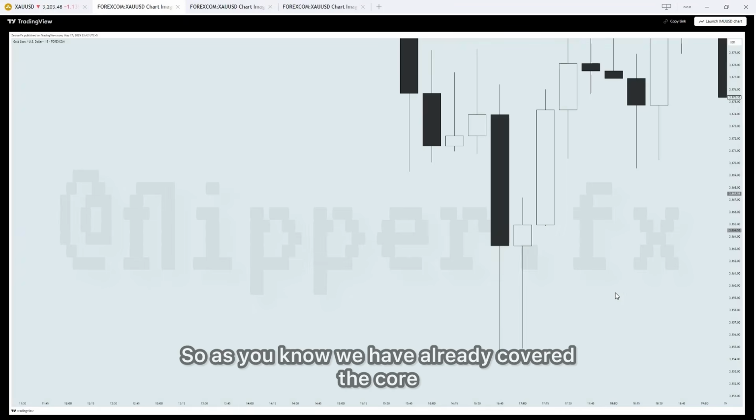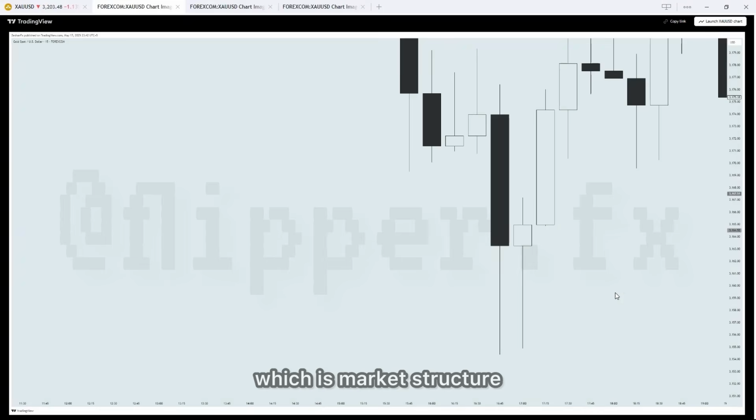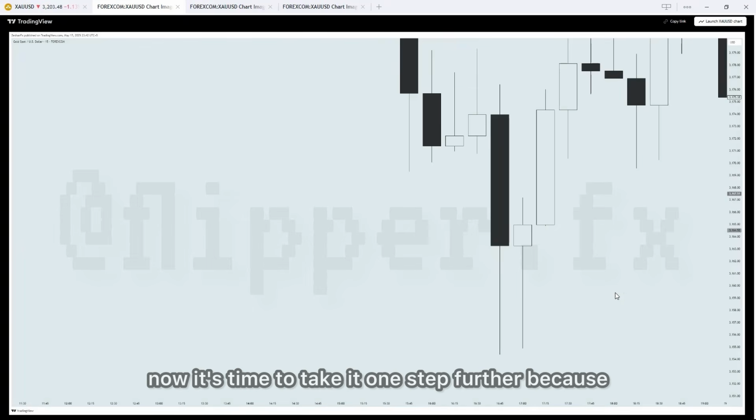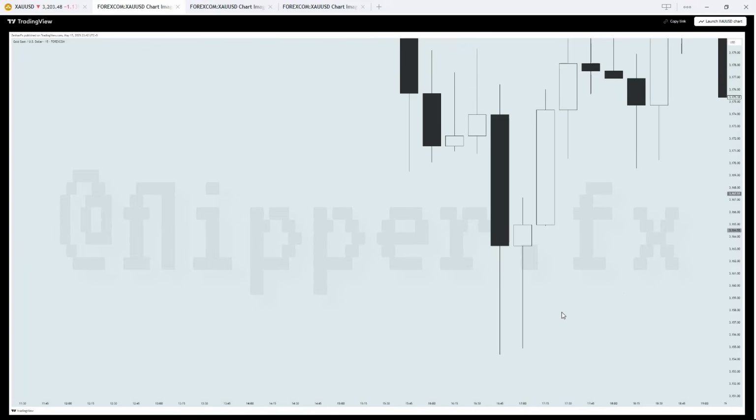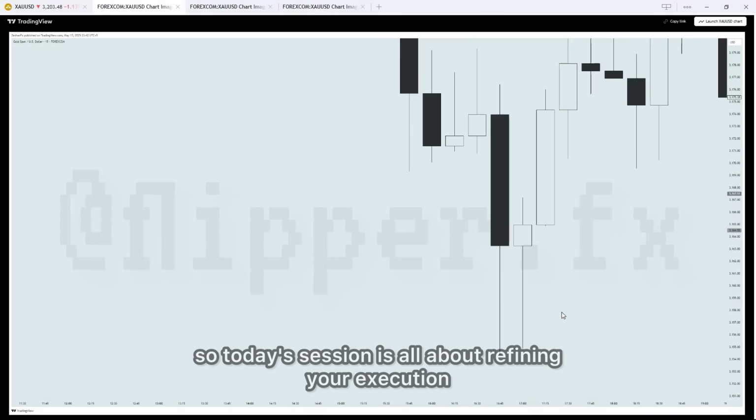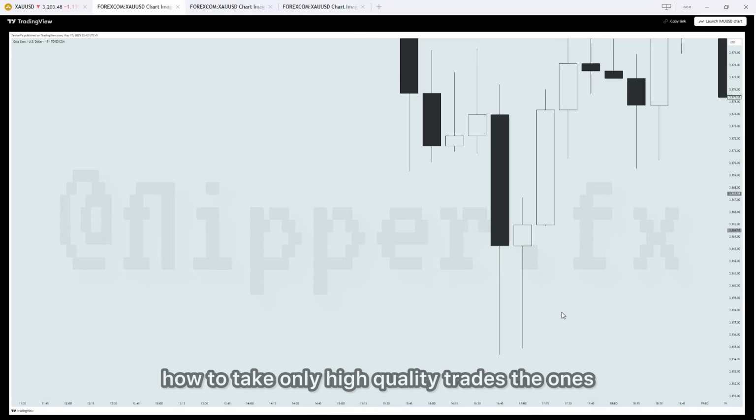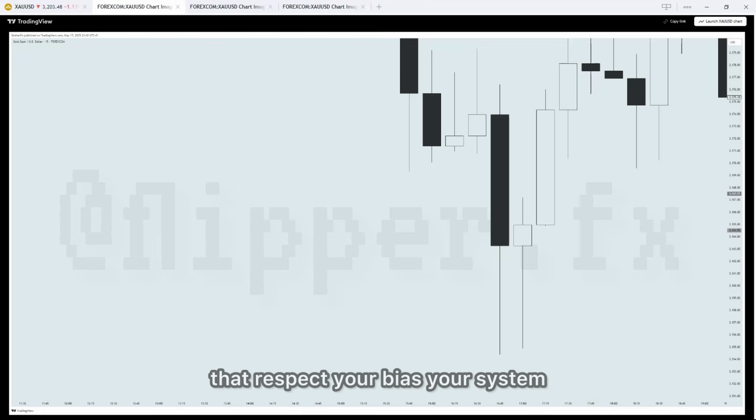As you know, we have already covered the core, which is market structure, daily bias and weekly bias. Now it's time to take it one step further, because knowing the bias is powerful, but if you don't know how to execute based on that bias, you are just guessing. So today's session is all about refining your execution, how to take only high quality trades, the ones that respect your bias, your system and your risk.